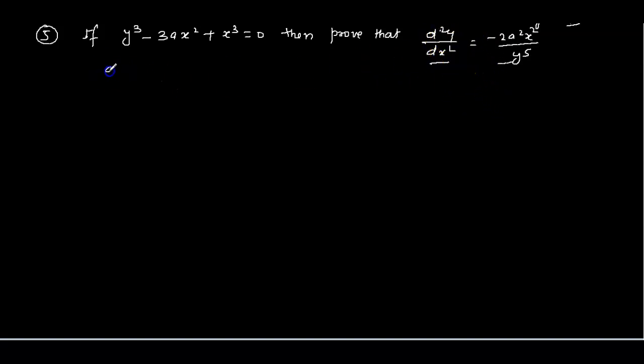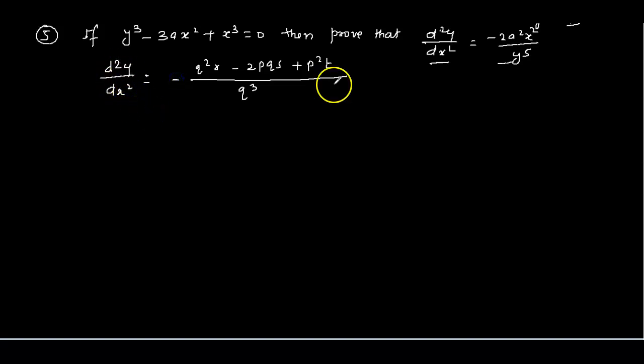So this formula is the d squared y by dx squared for the implicit function, which is minus of q squared r minus 2pqs plus p squared t divided by q to the power of 3. So this is the formula for the second order derivative of the implicit function. How it came here, we have already seen while teaching partial differentiation, I have already explained this one. Now this lecture is the problem solving class.